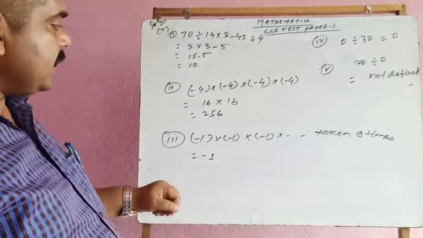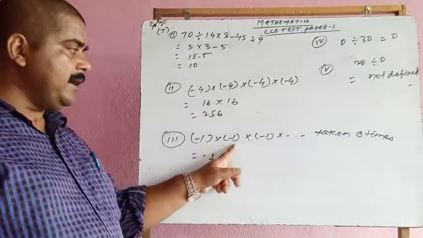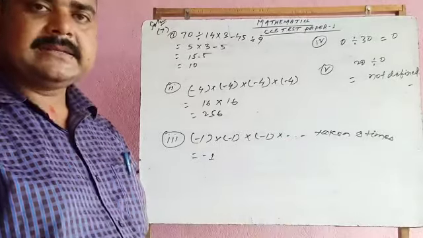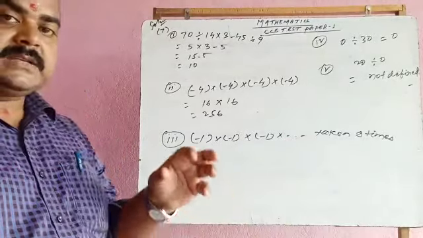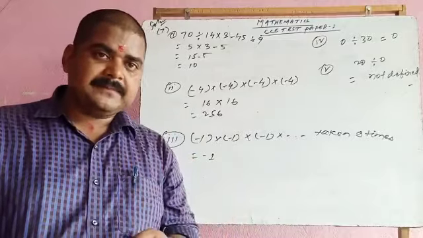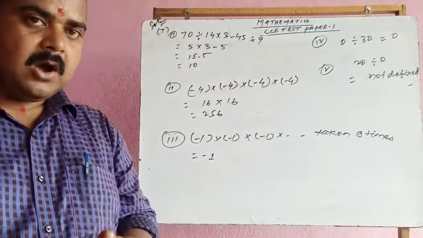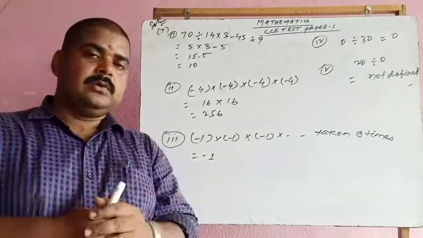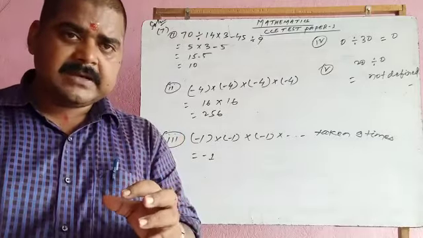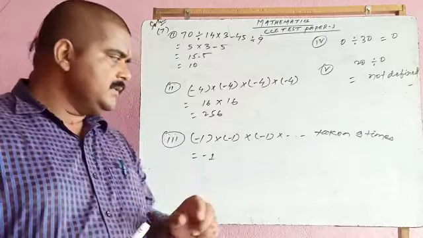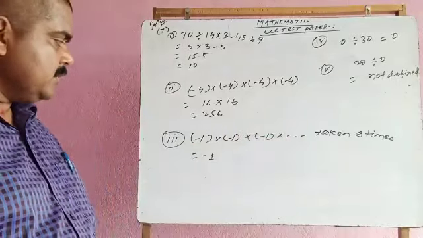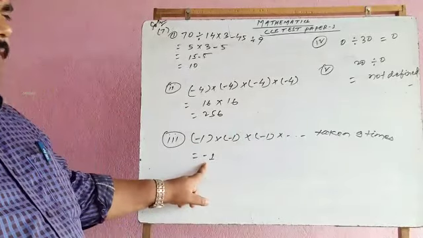In the third question, minus 1 is multiplied by minus 1. How many times? 9 times. And you know very well that when minus 1 is multiplied an odd number of times, the result is minus 1. And the second rule is that when minus 1 is multiplied an even number of times, the result is plus 1. Since it is multiplied 9 times, the result is minus 1.